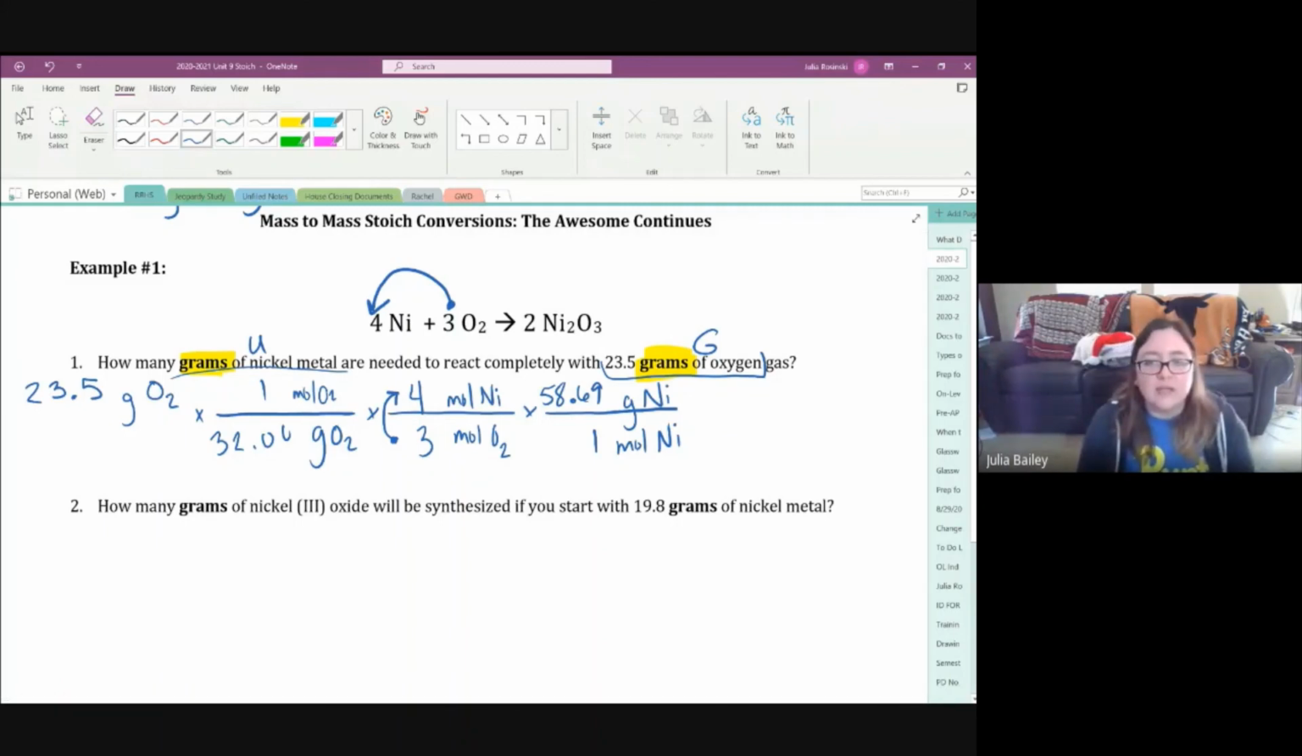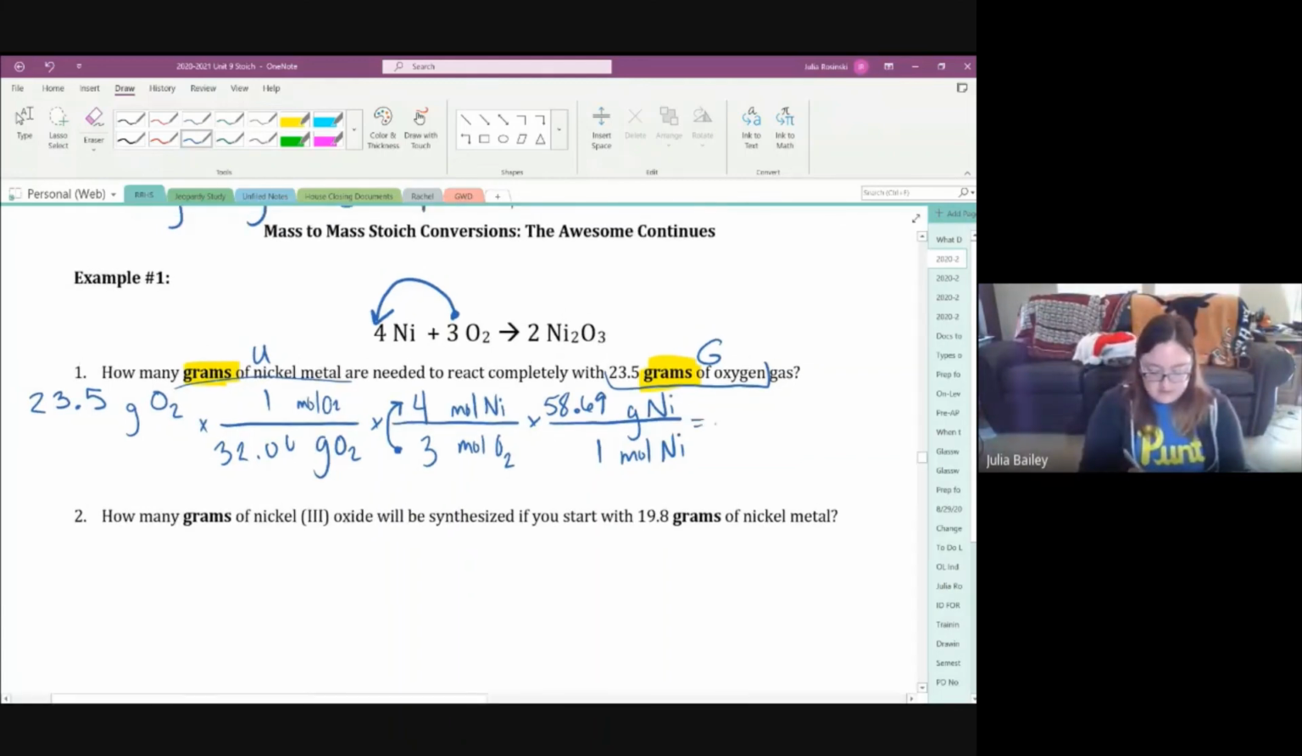Okay. And that means we just got to calculate it. So 23.5 on top. You don't need to put the times 1 in the calculator because you know it's not going to change anything. But times 4 and times 58.69, and then divide by the 32 on the bottom, divide by the 3 on the bottom. You don't have to divide by 1 because you know it's not going to change anything. Round to the hundredths place. If you type this correctly in your own calculator, you should have gotten 57.47 grams of nickel.